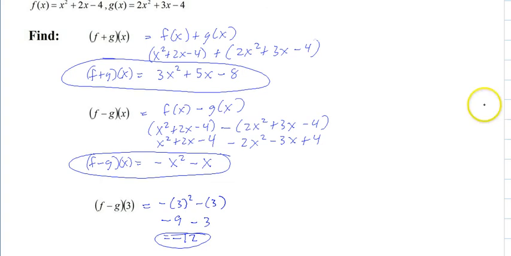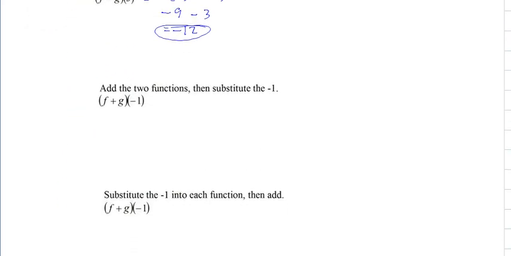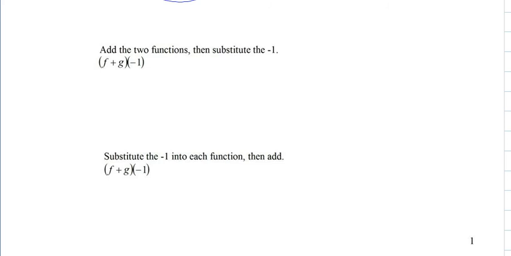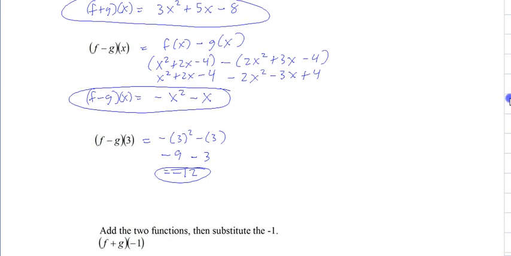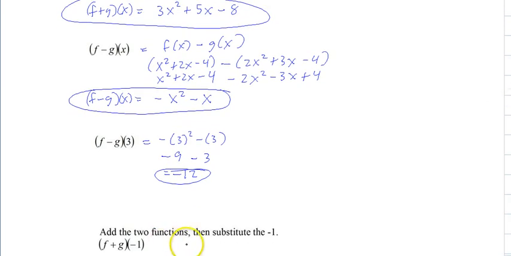Now you may be asking, well, couldn't we just plug in the 3 into both functions and then subtract them? Let's find out. So we have two functions here. And what we're going to do first is add the two functions, then substitute in negative 1. Well, we've already added them to save time. So f plus g of x is 3x squared plus 5x minus 8.